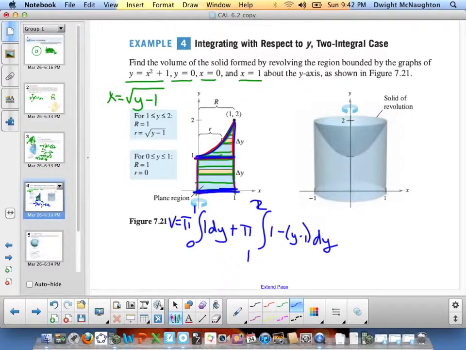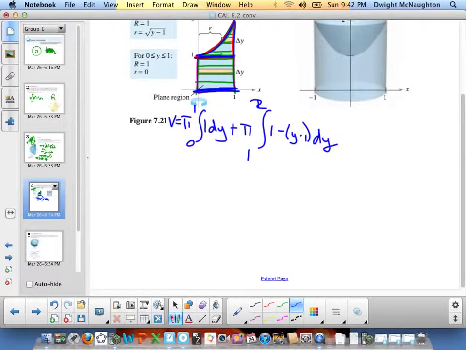All right? So we'll clean this up and integrate. We can just integrate here. This will be pi y from 0 to 1 plus pi, I'm going to clean this up, from 1 to 2 of 1 minus y minus 1, or 1 minus negative 1 is 2 minus y, dy.